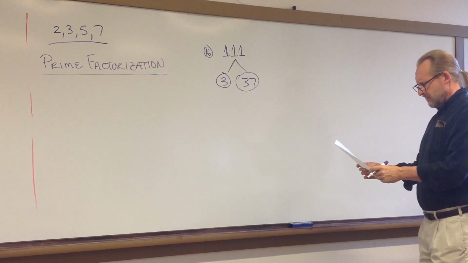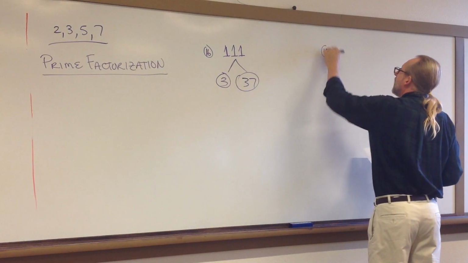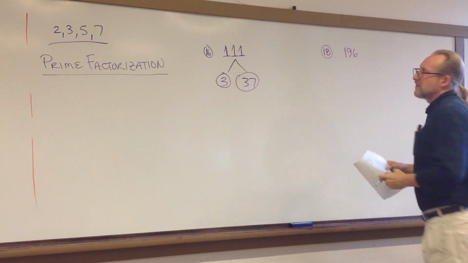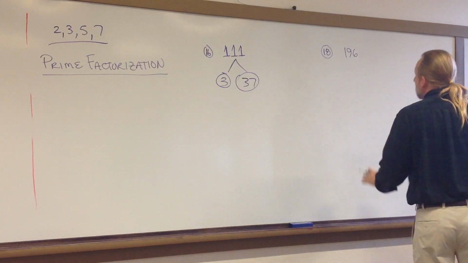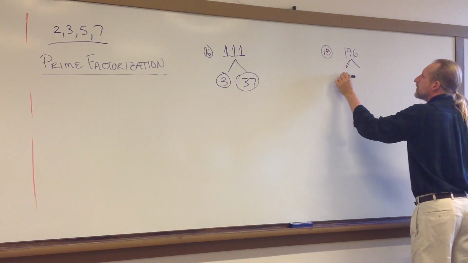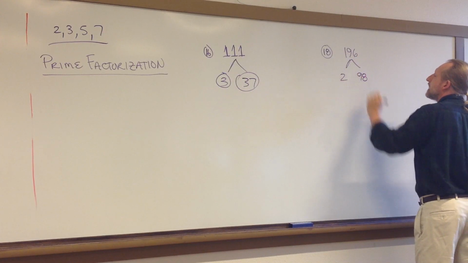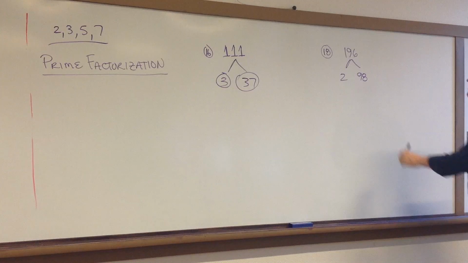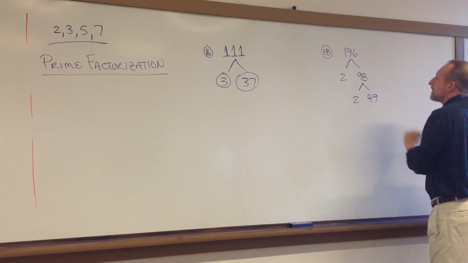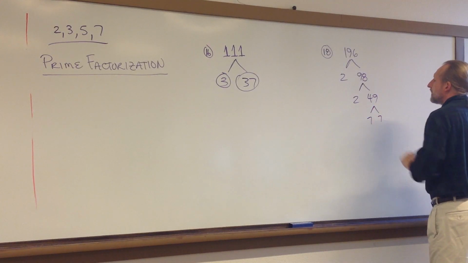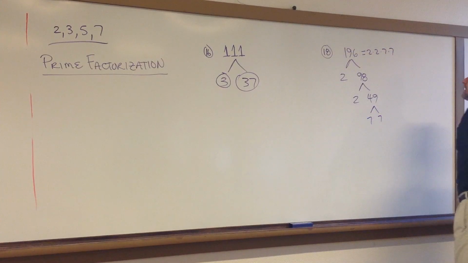All right, let's see here. 16, 18. Well, 196 is kind of a large number. I don't know what the factorization is going to look like, but I do know that it's an even number. So this is 2, and let's see, that'll be 98. 2 times 98. And this is also an even number, so this is 2 times 49, and 49 is 7 times 7. So there we go. 2 times 2 times 7 times 7.